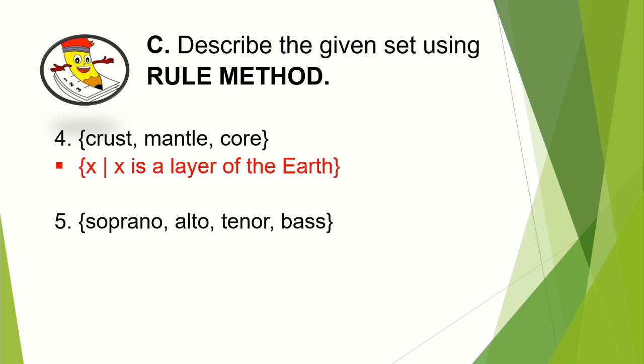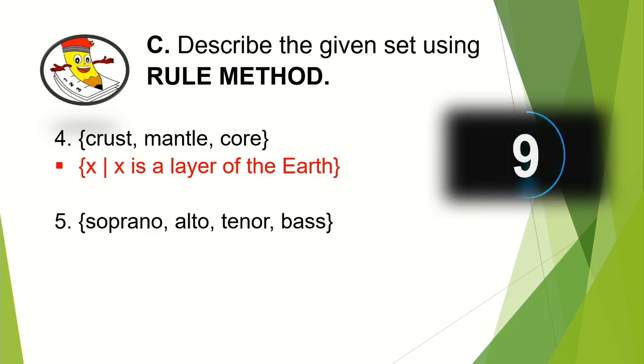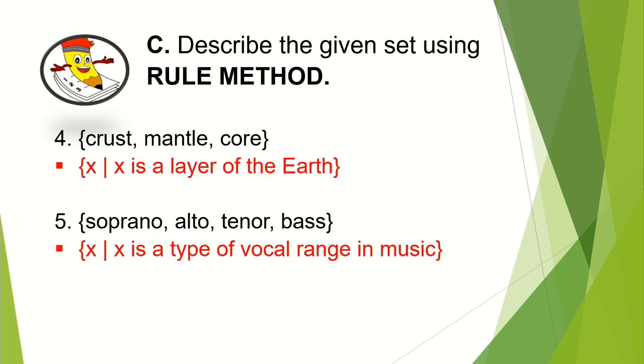And number 5, the set that contains the elements soprano, alto, tenor, and bass. Answer. The set of element x such that x is a type of vocal range in music.